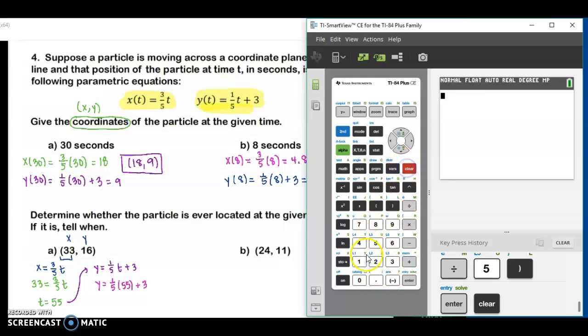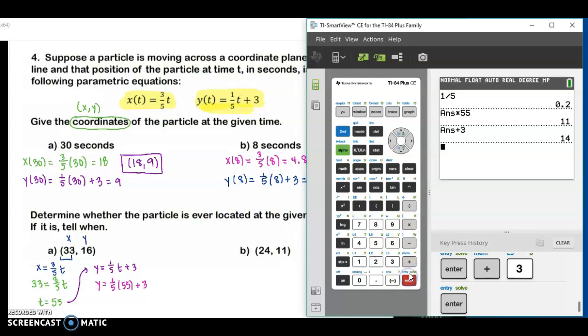So if we calculate 1/5 times 55 and then plus 3, this gives us a y value of 14. Well, is that the y value that it's supposed to be here, 16? No. So this is not 16. So it says determine whether the particle is ever located at the given coordinate, so it's not located at this coordinate. For it to be located at the coordinate, we would have had to have the answer y to be 16.